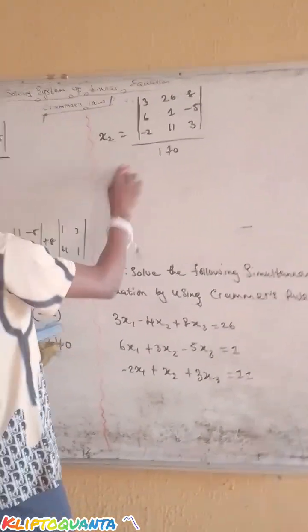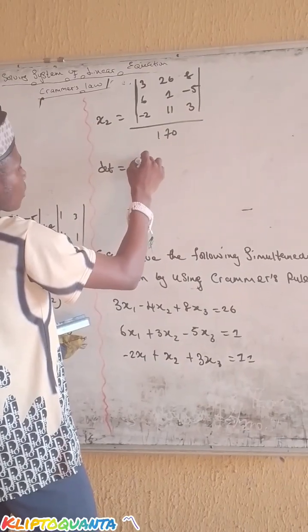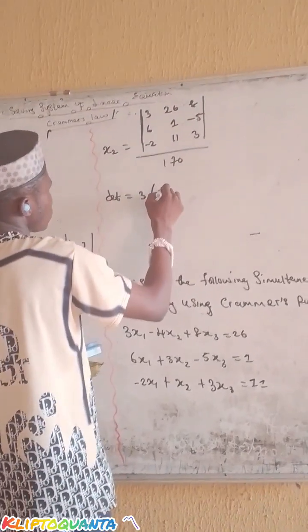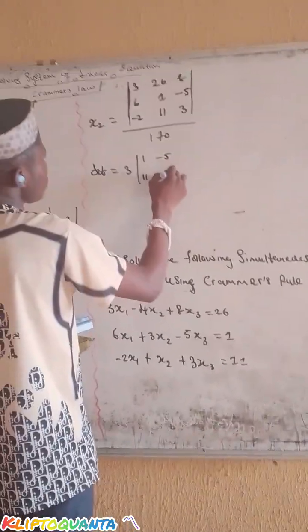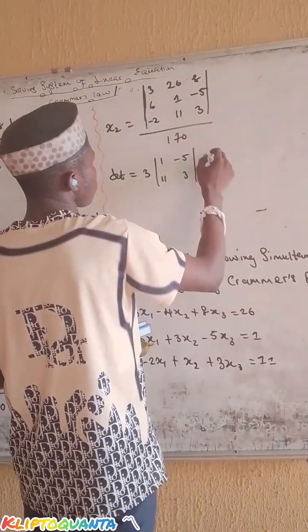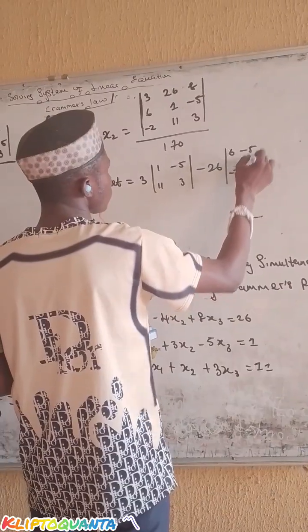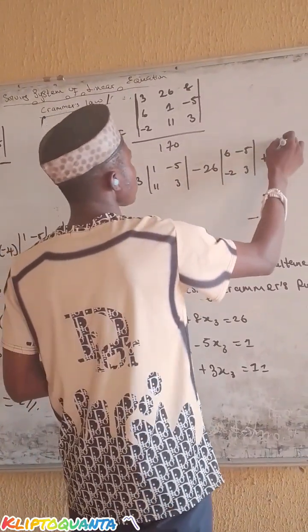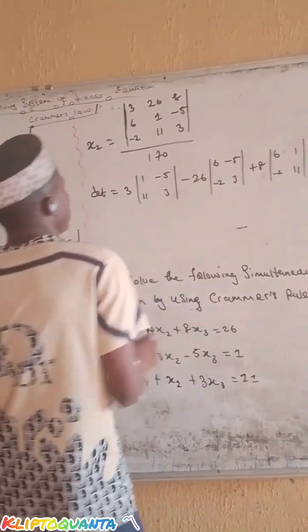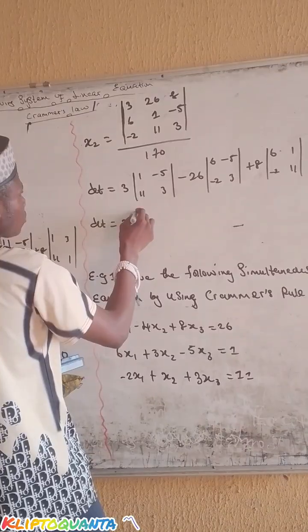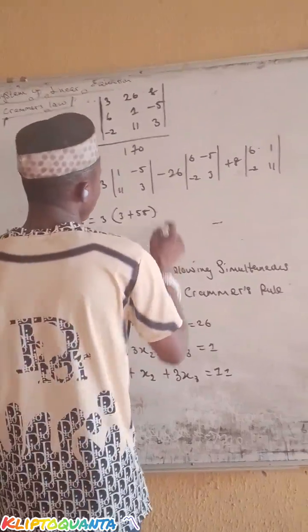Finding determinants, right? The determinant will be equal to 3 into bracket, 1 times 3, minus 5 times 11, then minus 26 into bracket, 6 times 3 minus 5 times 2, the next one, 8 into bracket 6 times 11 minus 2 times 1. So in a nutshell, we have 3 into bracket 1 times 3, 3, minus 55 out there. So then you have minus 26 into bracket.